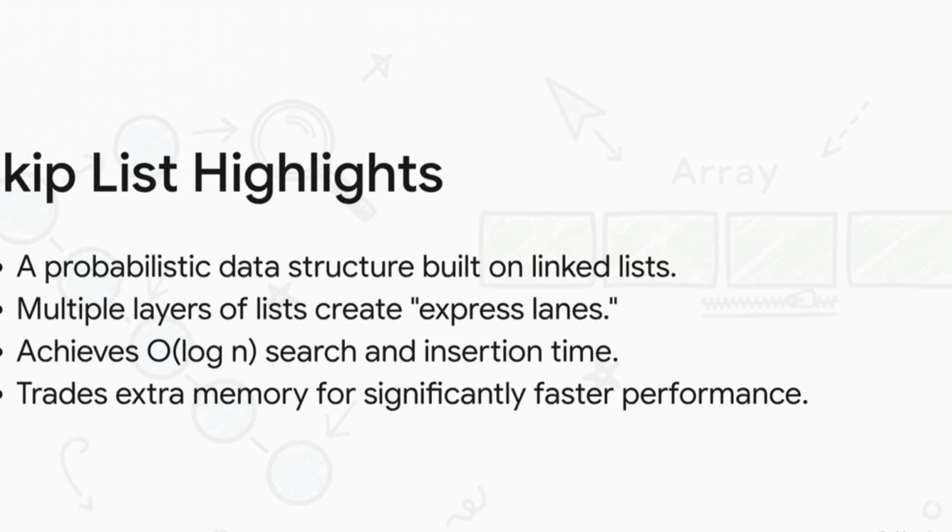It uses these multiple layers to get incredible search speeds. We call it a probabilistic structure because which nodes get to be in the express lanes is determined randomly, but it just works out beautifully. It achieves O(log n) search time, which basically means every time you double the size of the list, it only takes one extra step to find something. It's a really clever trade-off. Use a little more memory for these express lanes, and in return, you get blazing fast performance.